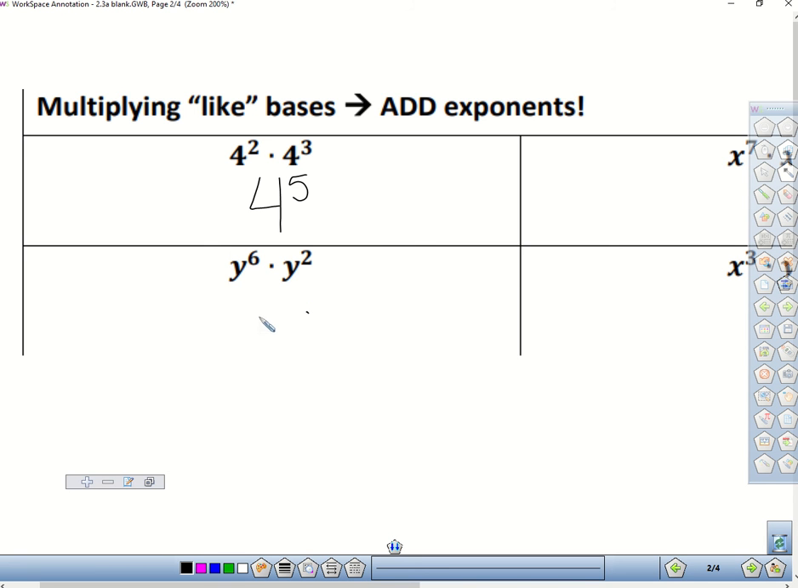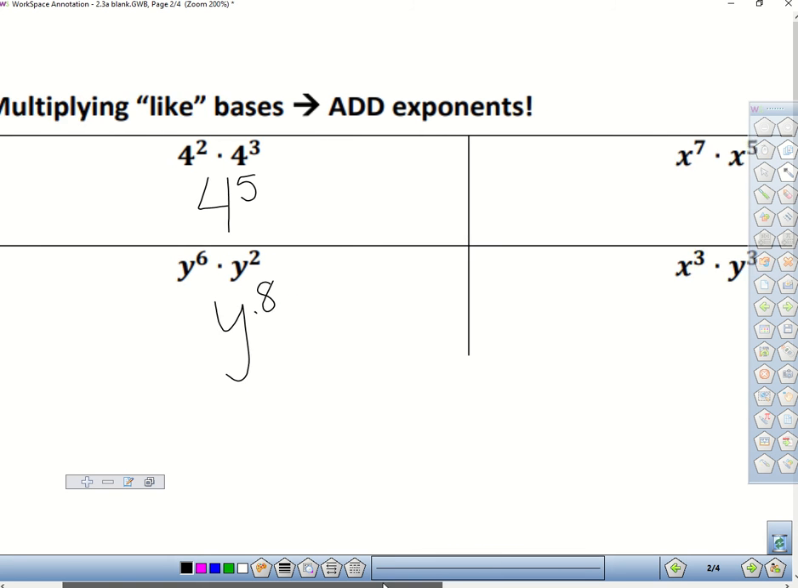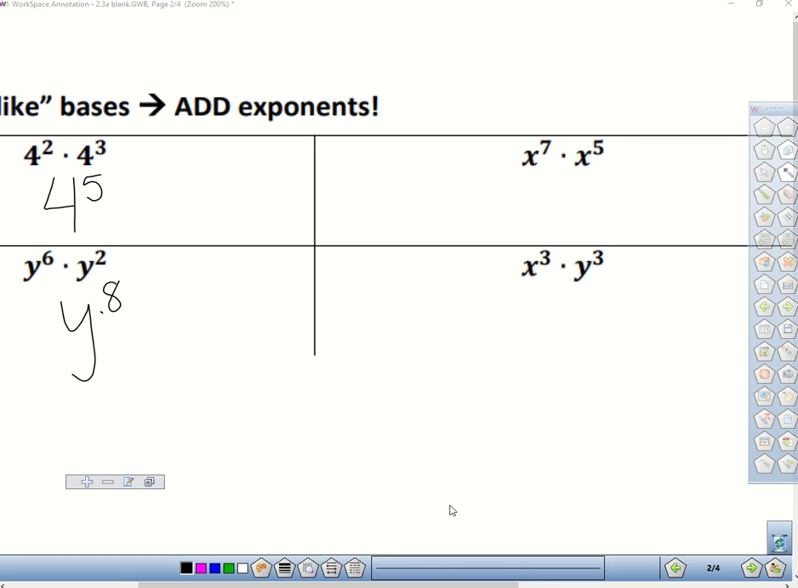Now what about the one below it? What do you think the answer is here? Y to the 8. Good job. And the x squared times x to the 5: you just put x and 7 plus 5 equals 12. Correct. X to the 12. So whenever the base is the same, you rewrite the base and add the exponents.